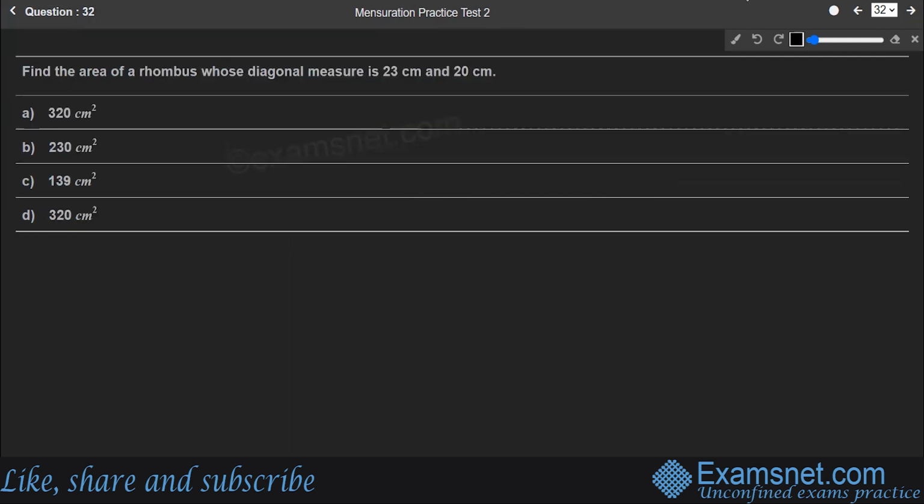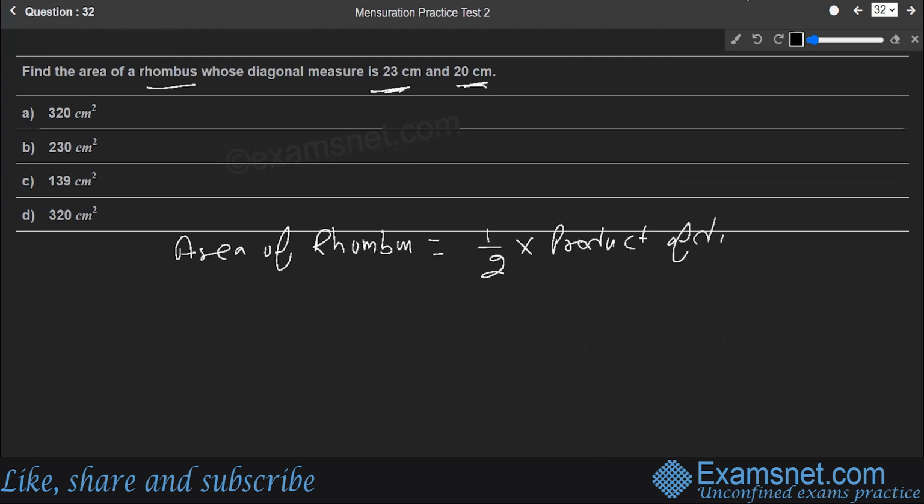Now find the area of a rhombus whose diagonals measure 23 centimeter and 20 centimeter. We have to find out the area. So area of a rhombus in terms of its diagonals is given by half of the product of the diagonals. This is how the area is given by half of the product of the diagonals.